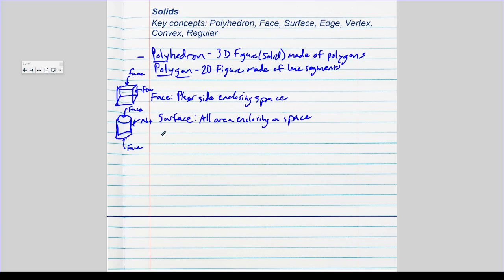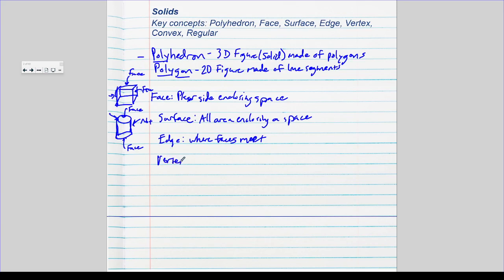Next thing would be an edge. Edges are where faces meet. We have different kinds of edges. We have a circular edge here at the top of this cylinder. We have a linear edge here at the left side of this cube. But basically anywhere 2 faces meet, we end up with edges.